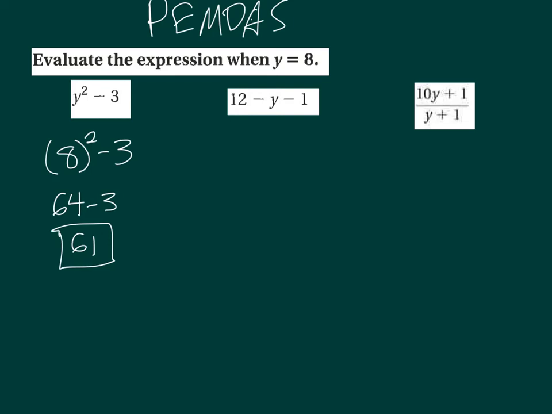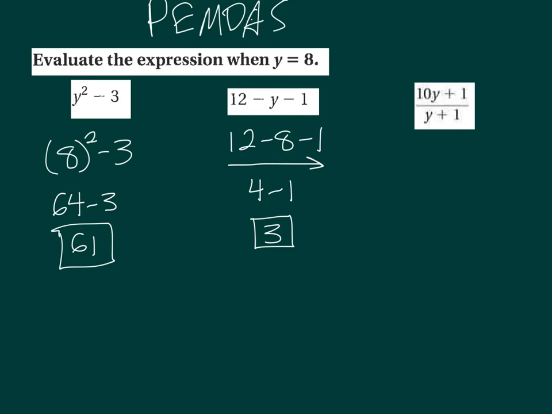Our next one, we have 12 minus 8 minus 1. Since there's no exponent here, we really don't have to use parentheses. So 12 minus 8 minus 1, we have two subtractions. Make sure we go left to right. So 12 minus 8 is going to give me 4. 4 minus 1 is going to give me 3.